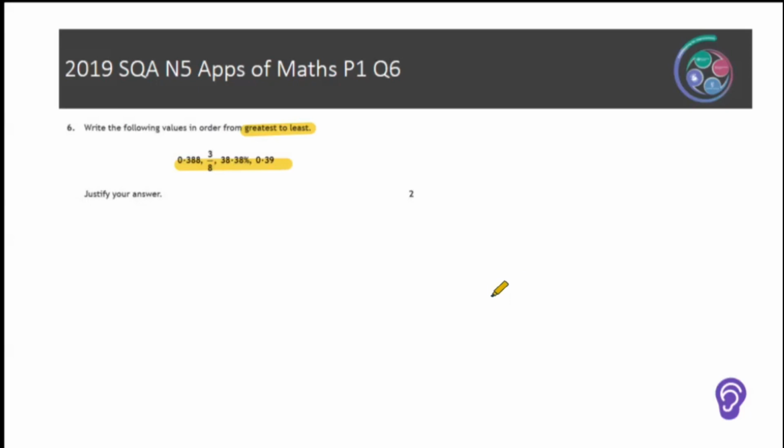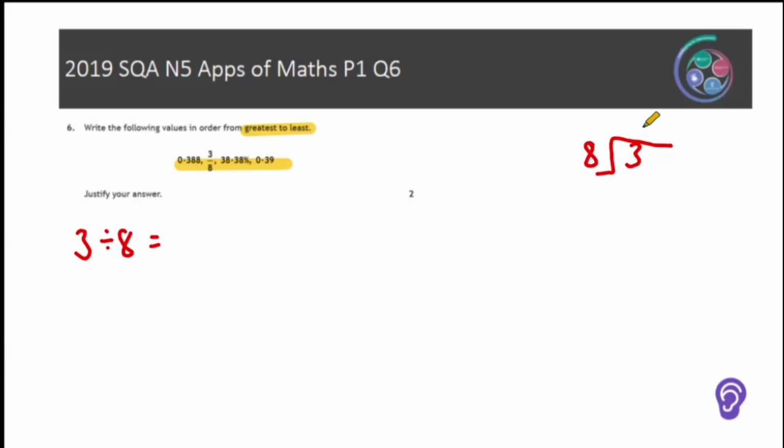So you're going to have them all as either percentages or decimals or even fractions. Now, the easiest thing to go with here would be decimals. So I've got 0.388, so I'm not going to have to do anything with that. 3/8 means 3 divided by 8, so I'm going to work out what 3 divided by 8 is. So I'm just going to write it as a step sum.